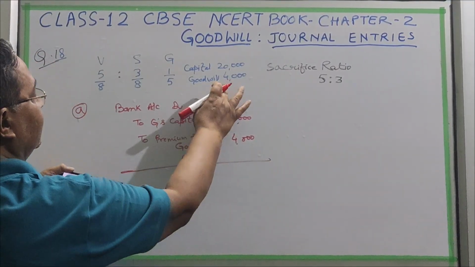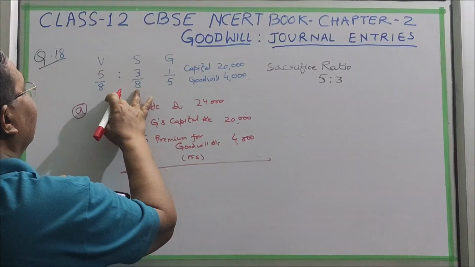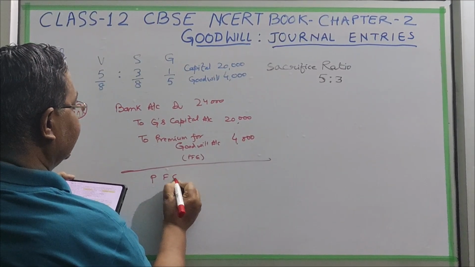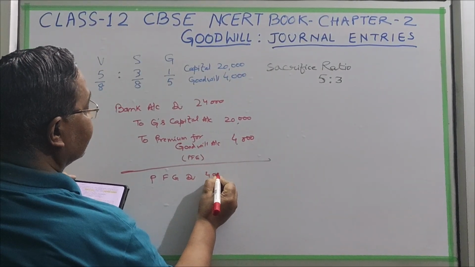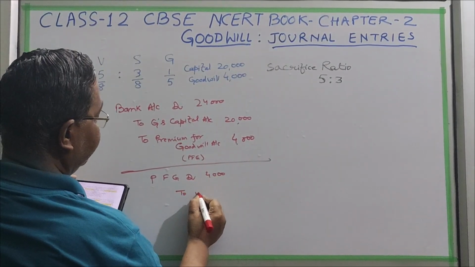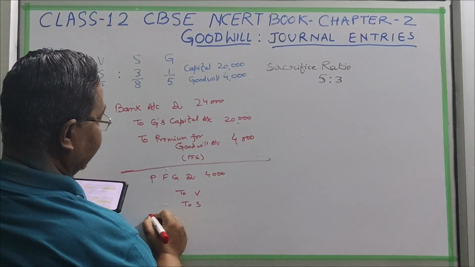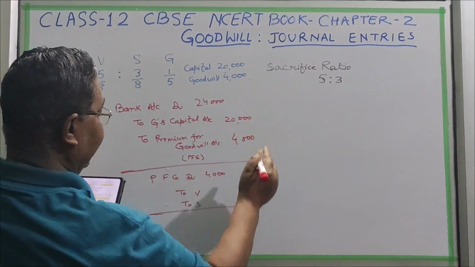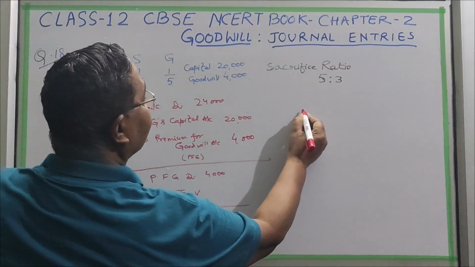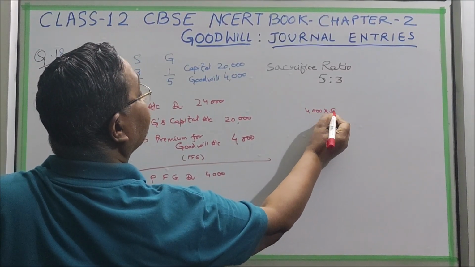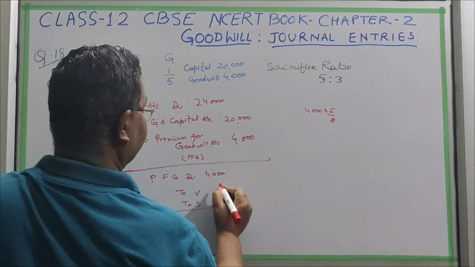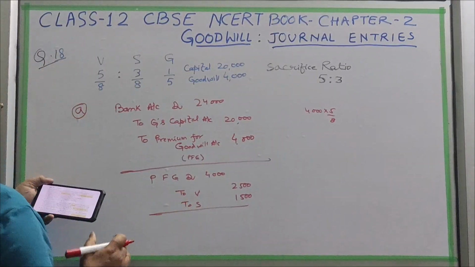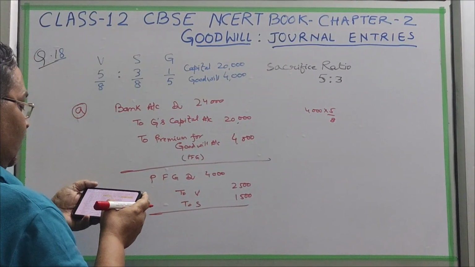Now this goodwill will be shared by the existing partners. PFG debit 4,000 to V's capital and to S's capital. Like this you have to write in full. So 5:3 means 8. So we will divide 4,000 into 5/8 and 3/8: 2,500 and 1,500. This is their share.